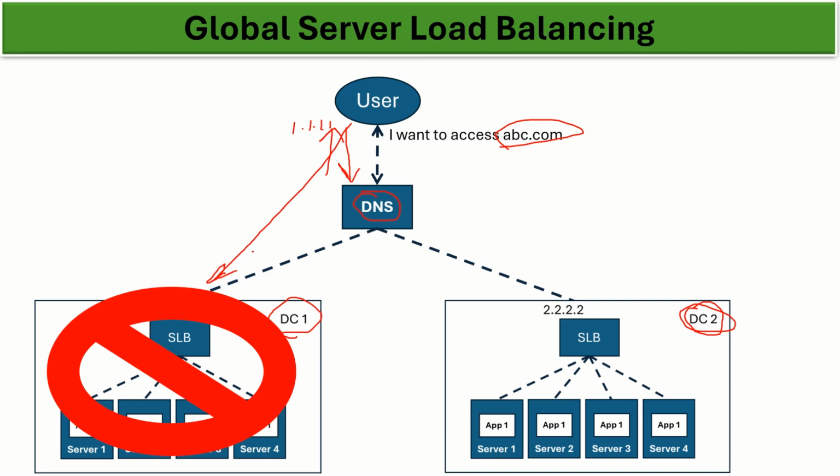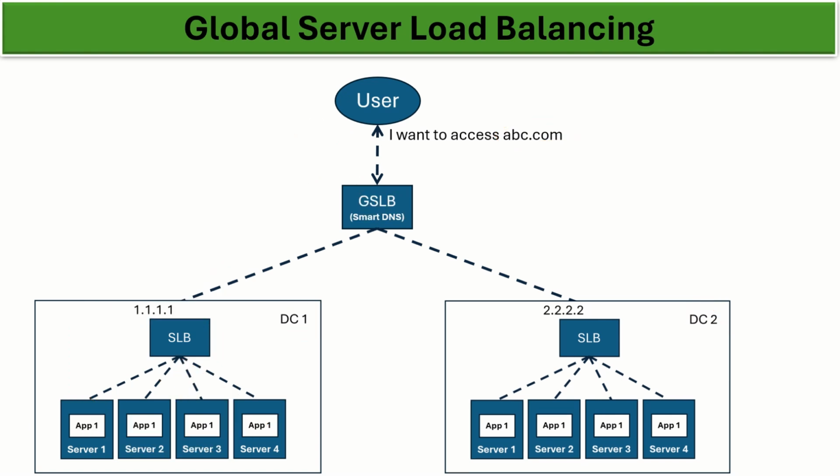Now let's look at the scenario where we have a GSLB. It is also called many times a smart DNS. What the smart DNS will do is keep on sending probes and checking the health of these IPs on the server load balancer. So in the event, let's say, this one goes down, the data center.